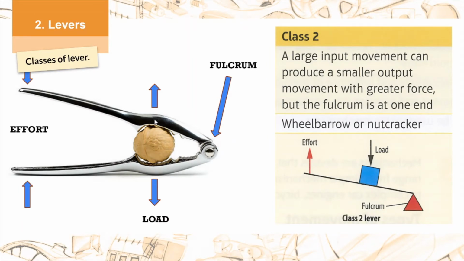A second class lever has what in the middle? So a second class lever has the load in the middle. And then the fulcrum and effort are at either end. Which ends? Again, if we turn the nutcracker around, they'd be on the other side. So it's the load in the middle.